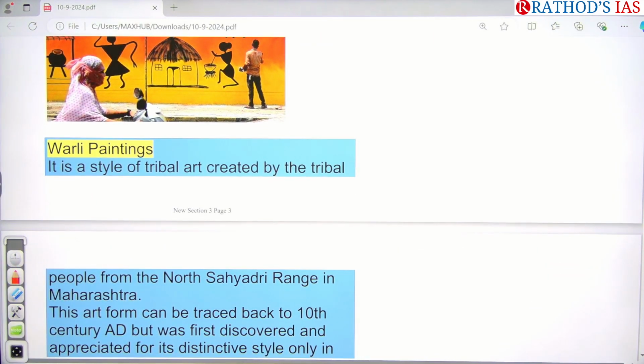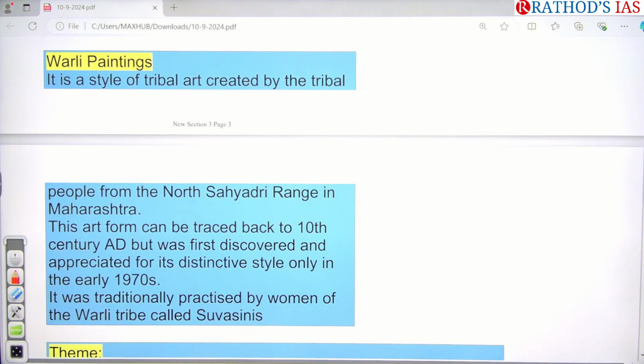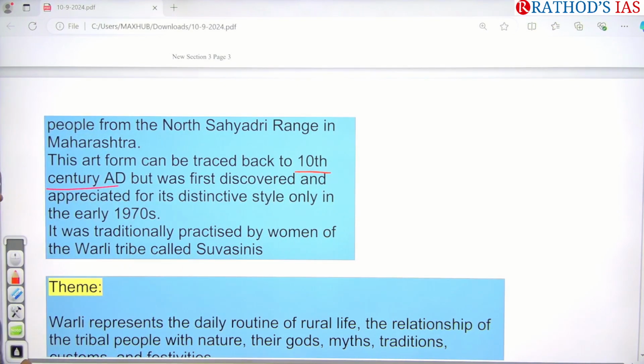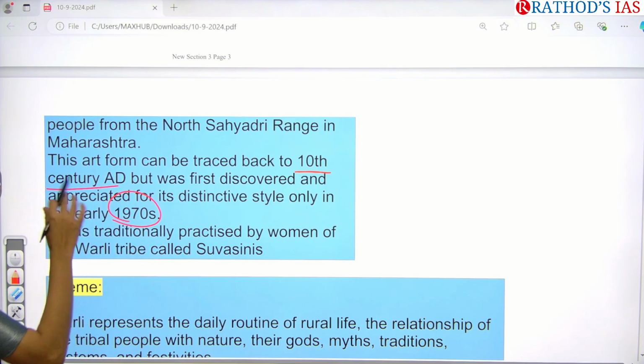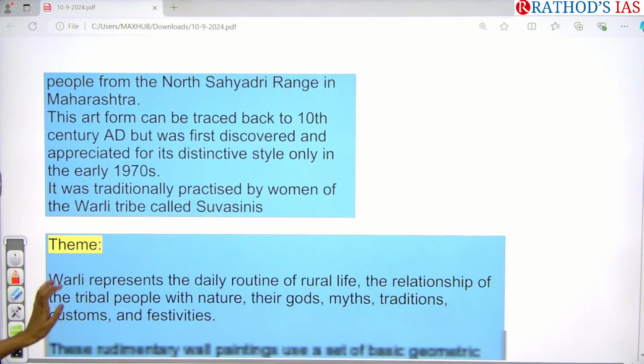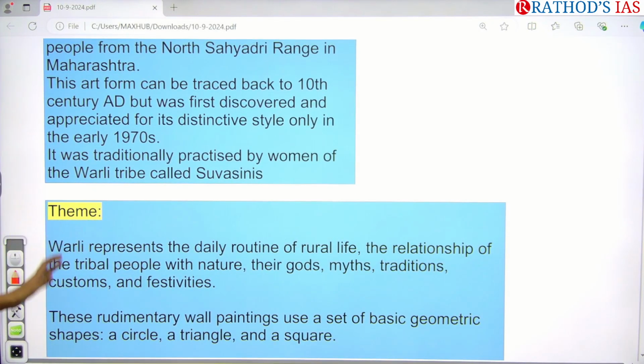So Warli is a style of tribal art. Tribal art means tribal people who are living in the North Sahyadri range in Maharashtra. They started a tradition of this Warli painting. This painting traces back to the 10th century AD and was first discovered and appreciated in the year 1970. So it started in the 10th century, but we came to know about this painting in 1970, and from that time onwards, we started appreciating that kind of painting. And this is traditionally practiced by women who belong to the Warli tribe.